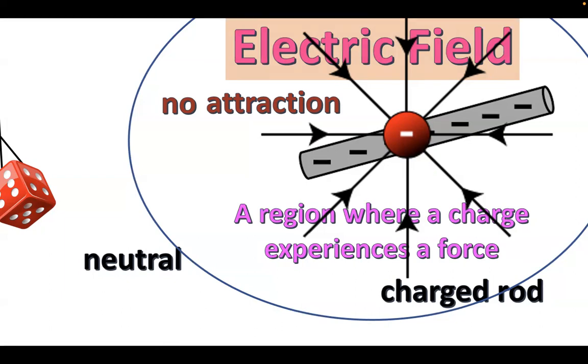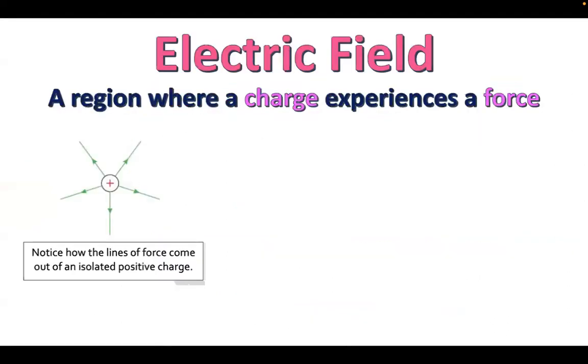It attracts the neutral object. So it experiences an attraction or a repulsion force. It depends on the charge, okay? And what's around it. So if you have a positive or a negative charge, it always experiences a force, which is either attraction or repulsion. Okay? So again, the electric field is a region where the charge experiences a force.